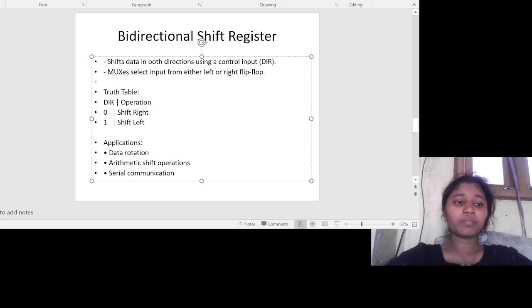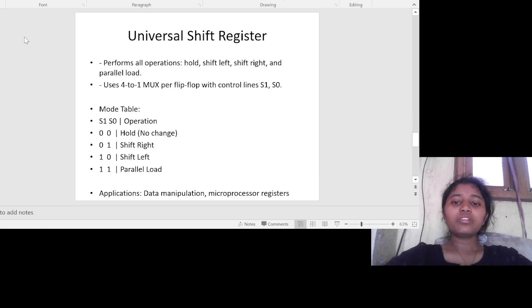Previously we discussed four types: buffer register, control buffer register, shift register with basic shift register operations and some examples, and bidirectional shift register. Now let us go through the universal shift register. A universal shift register can perform all operations like hold, shift left, shift right, and parallel load.